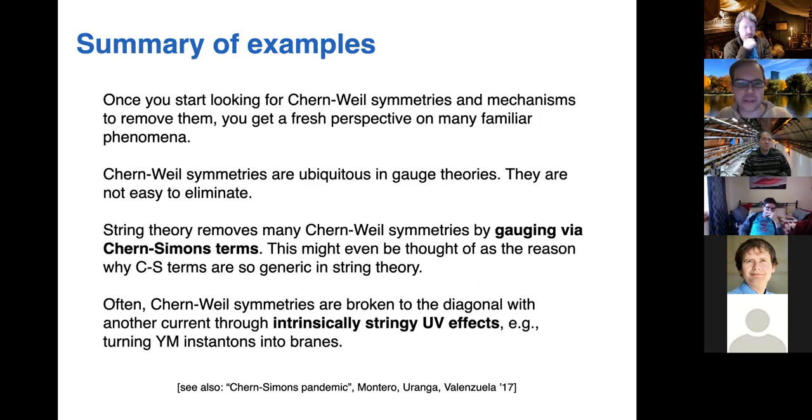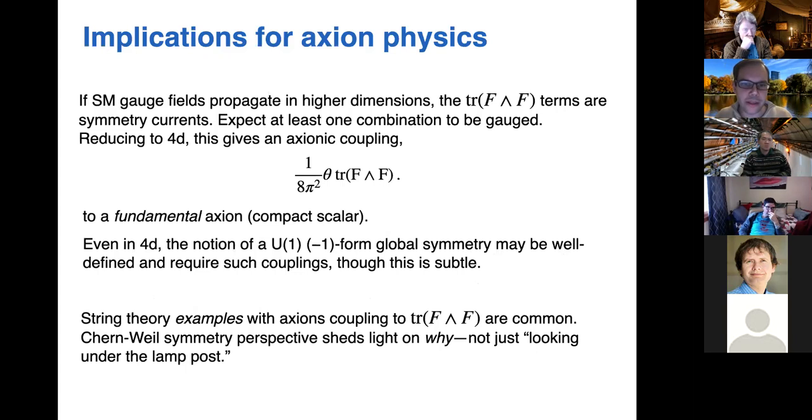And just to point in the direction of phenomenology, we can think about the 4D case where, again, this is sort of some marginal case. I don't totally understand it. But you could still think of trace F wedge F as kind of being like a symmetry. And if it couples to a dynamical axion, that symmetry is gauged. And so it seems like the reason we find axions all over the place in string theory is they're doing a job, and the job they have is to take some symmetry and gauge it.